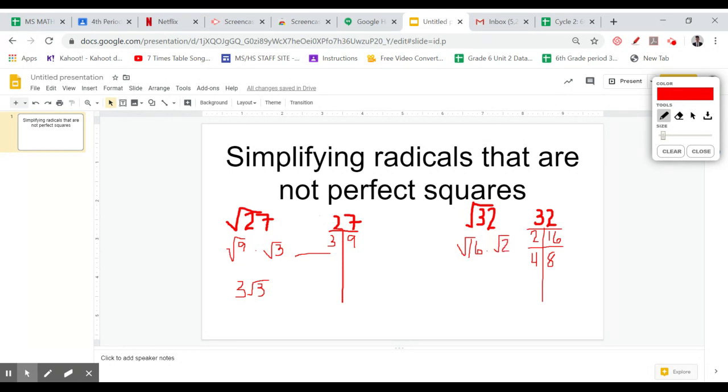Now simplify the factor that is a perfect square, which in this case is square root of 16, which is 4. And just write the remaining factor, which is square root of 2. So the simplified answer of square root of 32 is 4 square root of 2.